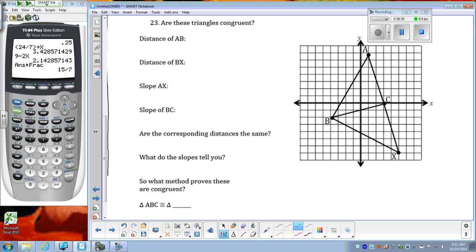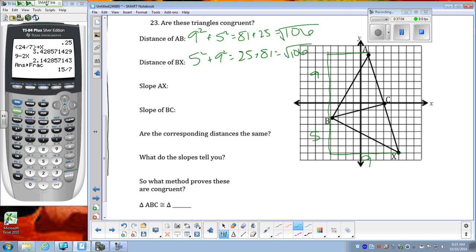All right, this next one is asking us for a couple different things. I need to find the distances. AB, I went up 9. 9 squared plus 5 squared, 81 plus 25, 106, and then I take the square root of that. BX, I went down 5 over 9, so 5 squared plus 9 squared, 25 plus 81 is 106, and I take the square root of that. So I know that AB is congruent to BX.